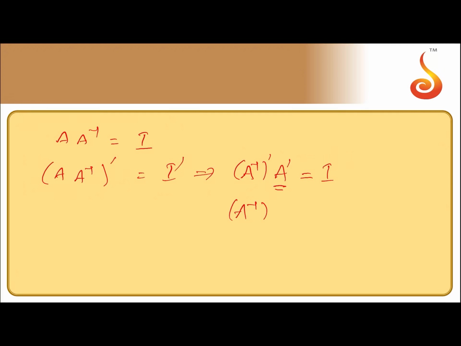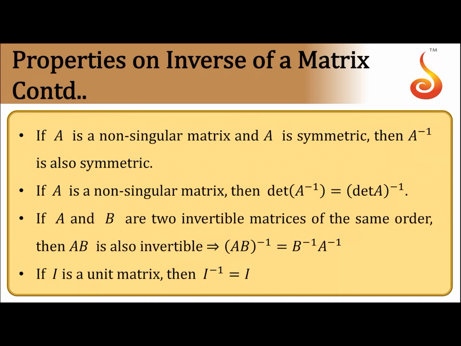Why? Because we know the property that A into A inverse is equal to the unit matrix. If you take the transpose of this on both sides, A into A inverse whole transpose is equal to I transpose. That is, A inverse transpose into A transpose is equal to the unit matrix, and this is the inverse of this one. So A inverse whole transpose is nothing but A transpose whole inverse. Okay, right. Coming to the continuation, next property.